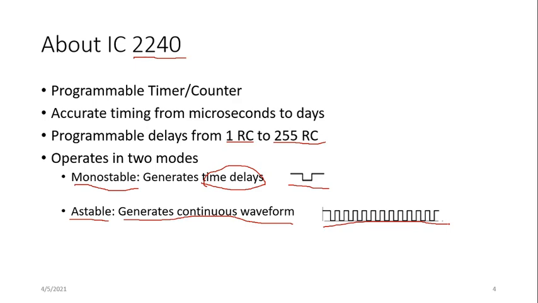So IC2240 can be used to generate time delays. When it is used to generate the time delays, it is working in monostable mode, and whenever it is generating the continuous waveform, it is used in astable mode.